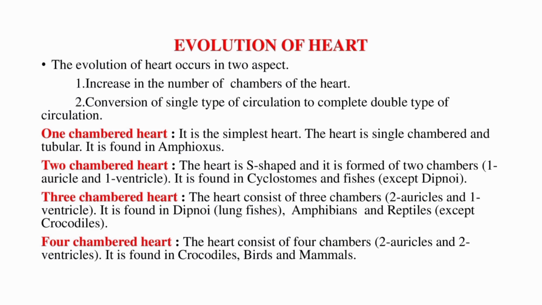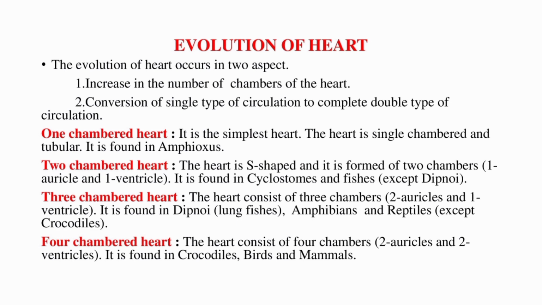Evolution of heart. The evolution of heart occurs in two aspects. First one, increase in the number of chambers of the heart. Second, conversion of single type of circulation to complete type of circulation. One chambered heart. It is the simplest heart. The heart is single chambered and tubular. It is found in amphioxus.